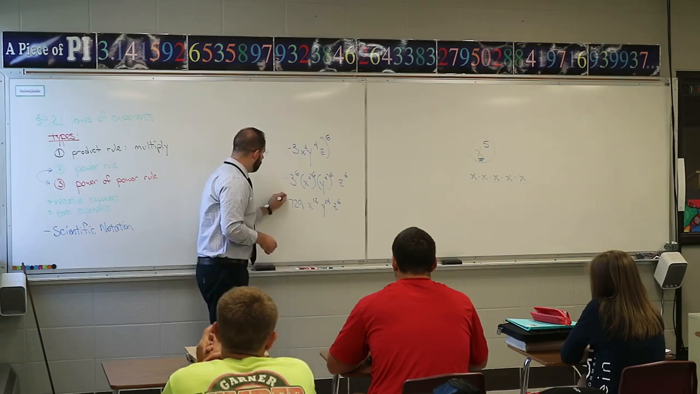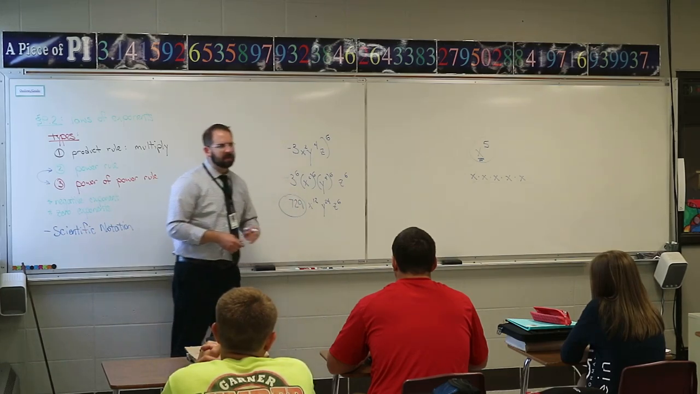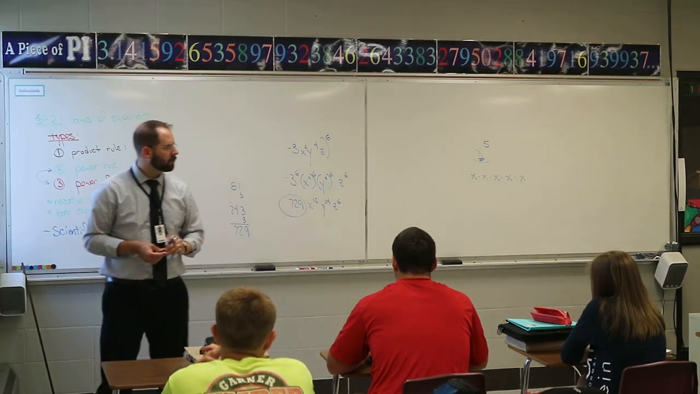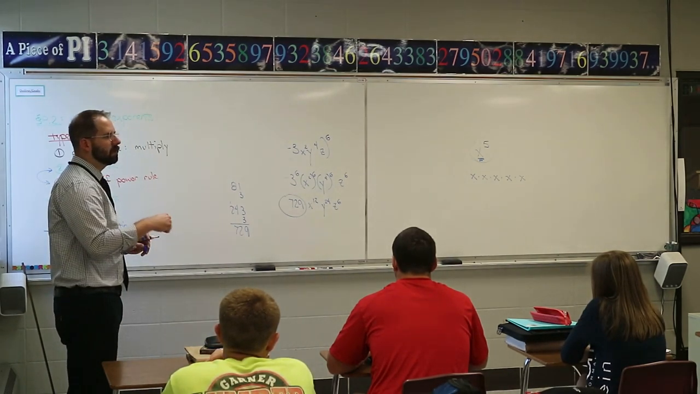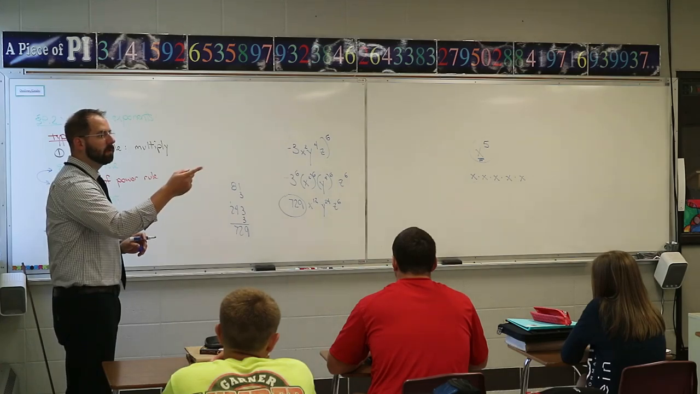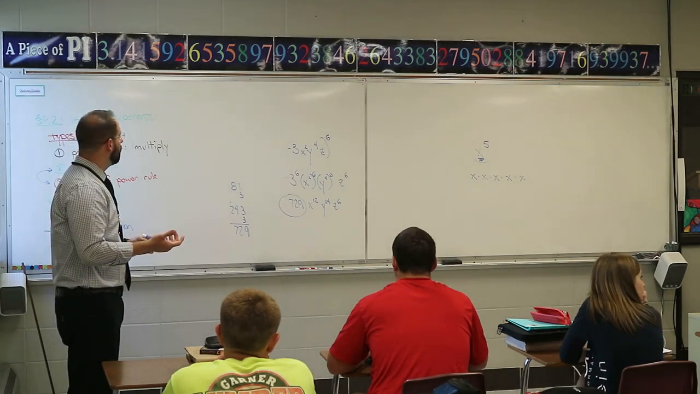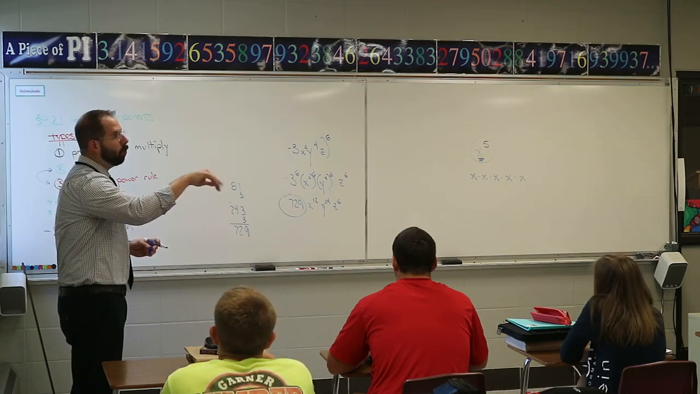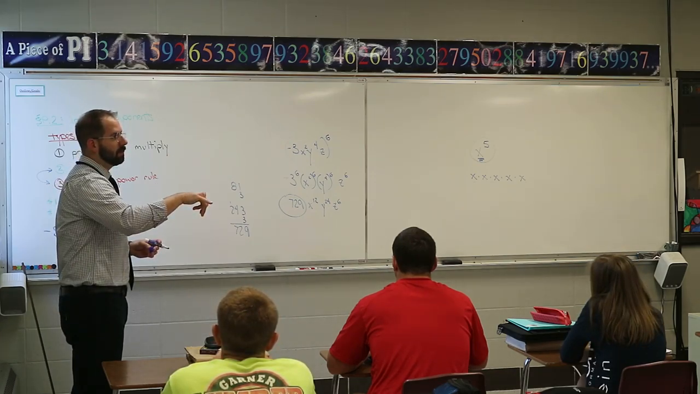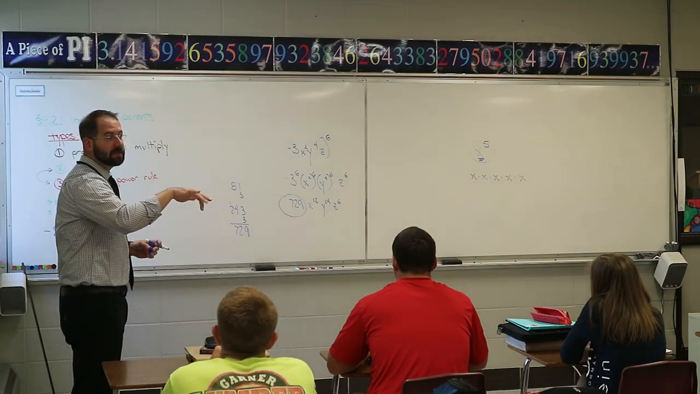Okay, now, why did I say that was positive? Let's talk about that a little. Why did the negative 3 turn out to be positive? You can't have a, it can't be negative if there's an exponent. It can't be negative with a certain type of exponent, you're correct. What type of exponent? Even. Evens cancel out the negative sign.